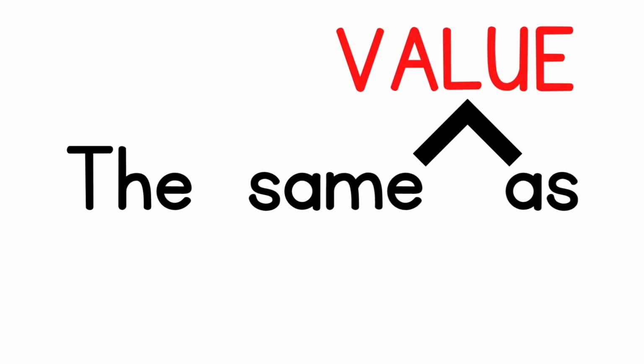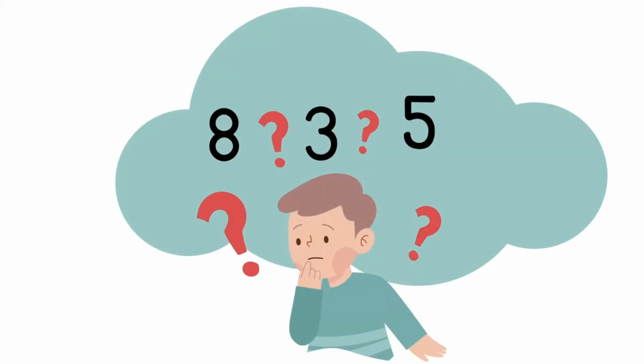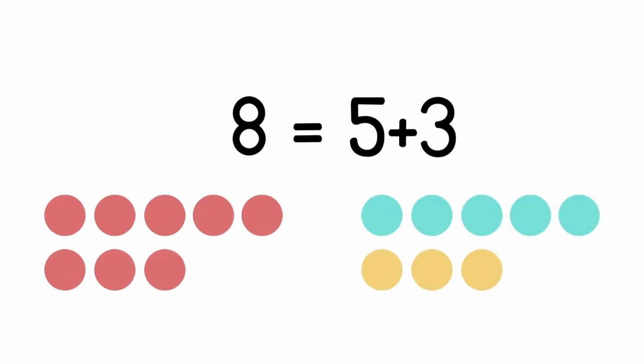Saying the same value rather than stopping short at the same makes the concept just a little bit easier to understand. If you say 8 is the same as 5 and 3, you may have students who are confused because 8, 3, and 5 are all different numerals. Saying they're the same value means the two quantities are the same, which makes a lot more sense.